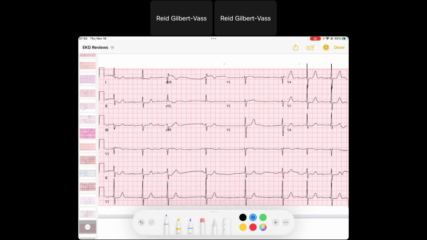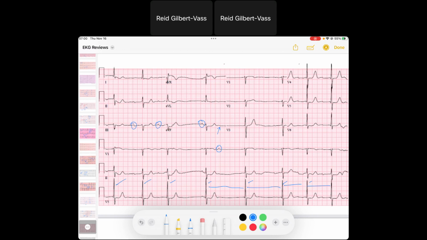Okay, so we get another rhythm here. Somewhat normal, but not really. It's kind of narrow, it's kind of wide. Looking for what the atria is doing. Can't see. Sometimes you feel like you see a P wave right there. Sometimes you see a P wave there, a P wave there. Maybe a P wave there. It's hard to say. So it's kind of a difficult EKG here.